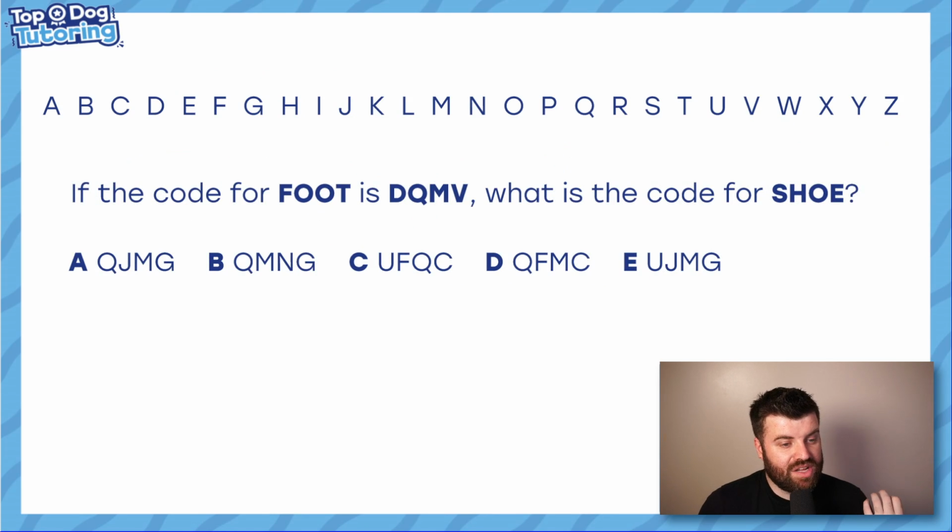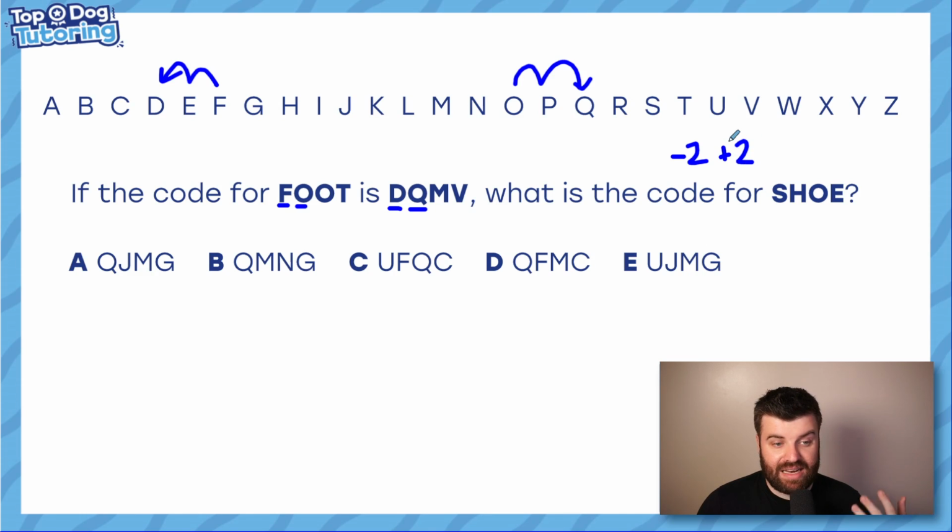Now, the trickiest version of this are these types of questions where we kind of have words, but it's still the same idea. We're going to go one letter at a time. So let me show you how to solve this one. If the code for foot is D Q M V, what is the code for shoe? Okay, straightforward. We're going to go one at a time. F turns into D. So F to D is -2. So the first jump is -2. Let's check the next one. O goes to Q now for the second letter. O to Q, 1, 2, that's +2. So first letter is -2, second letter is +2.